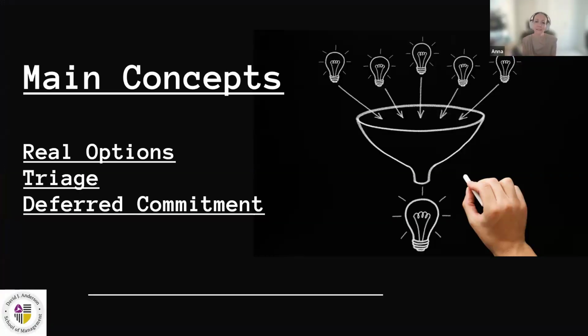Three main concepts that are related to work in Upstream Kanban are real options, triage, and deferred commitment. So going through each of them one by one.